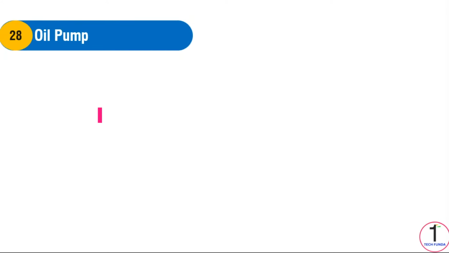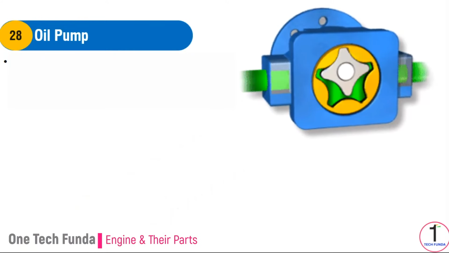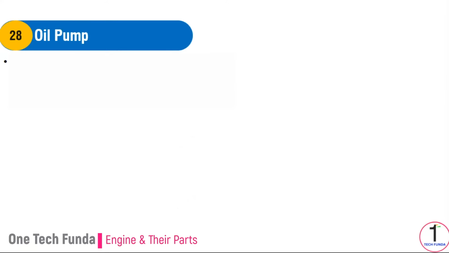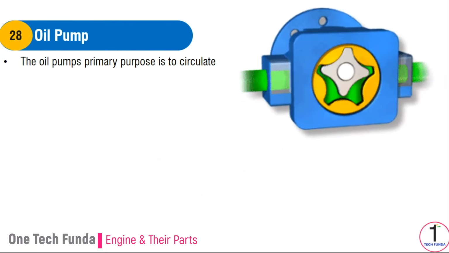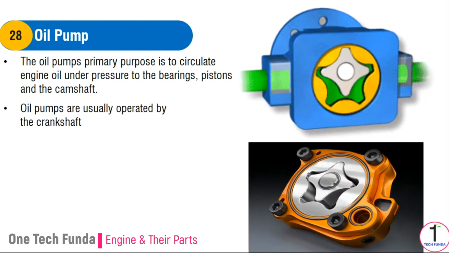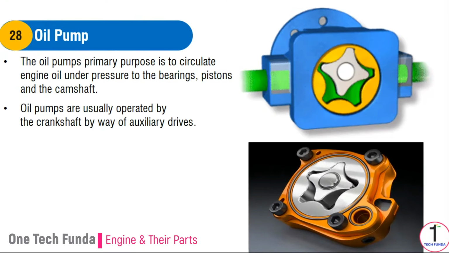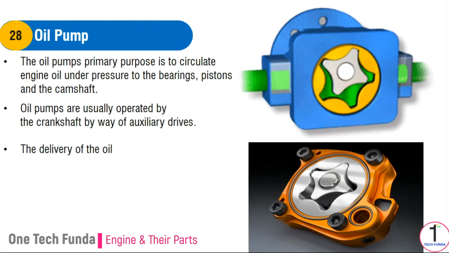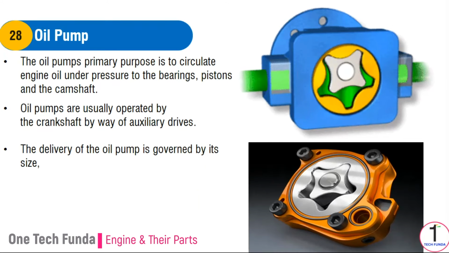Oil pump. The oil pump is responsible for conveying the oil for engine lubrication and building up the oil pressure in the lubrication system. The oil pump's primary purpose is to circulate engine oil under pressure to the bearings, pistons, and the camshaft. Oil pumps are usually operated by the crankshaft by way of auxiliary drives. The delivery of the oil pump is governed by its size, speed, and design.